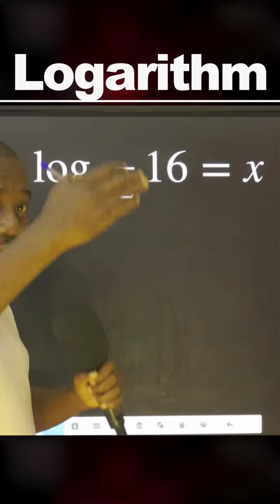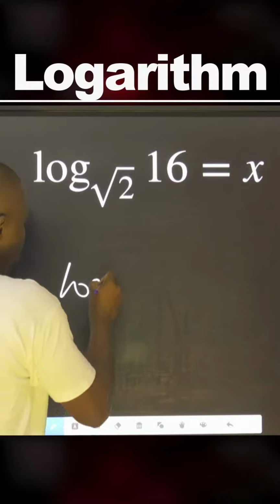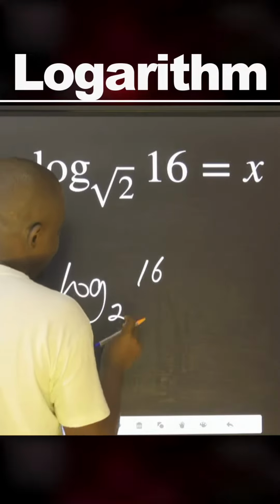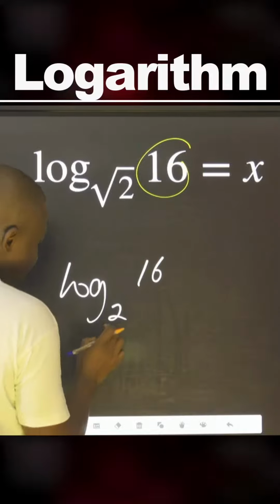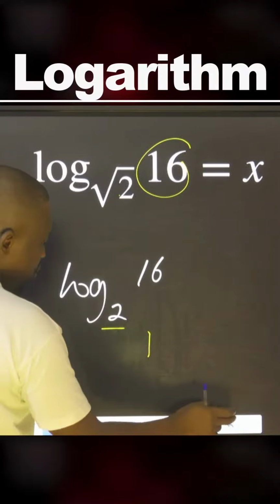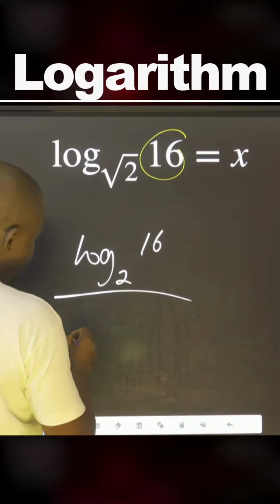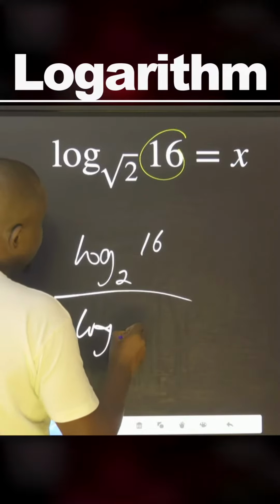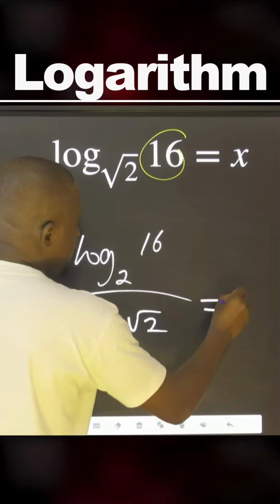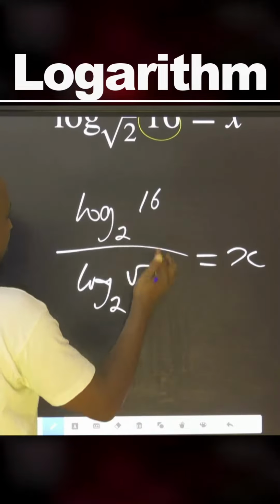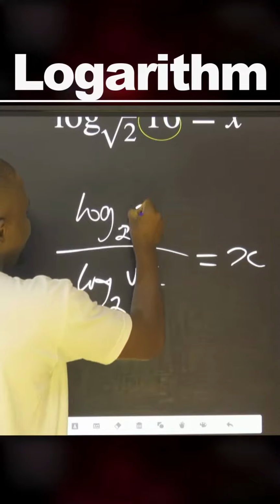Because it's a family of 2, I will use 2 to change the base. So this one will take 2. This one will also take 2. That is all over. Okay? So this is 2 raised to power 4.